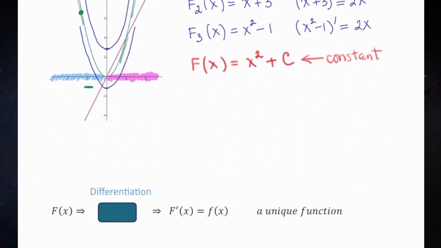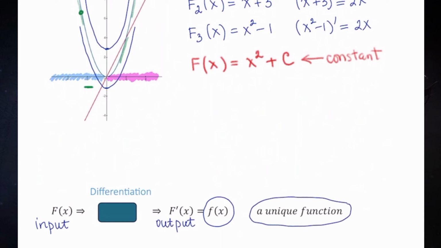So let's say we take a function and we apply an operator of differentiation. Our function here is an input. Think about it as you put it in a box, you do something to it, you differentiate it. What comes out, your output, is the derivative, little f of x, and it is one unique function.